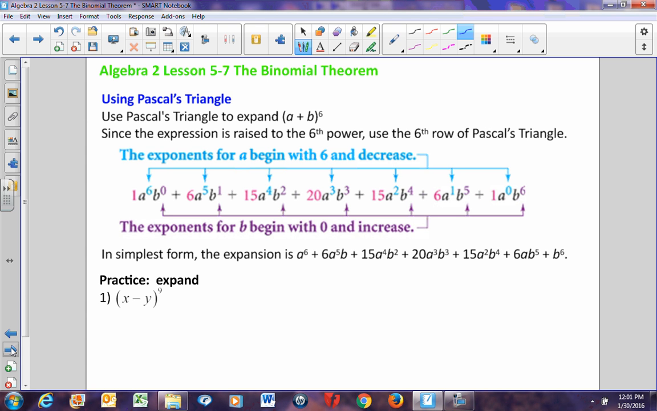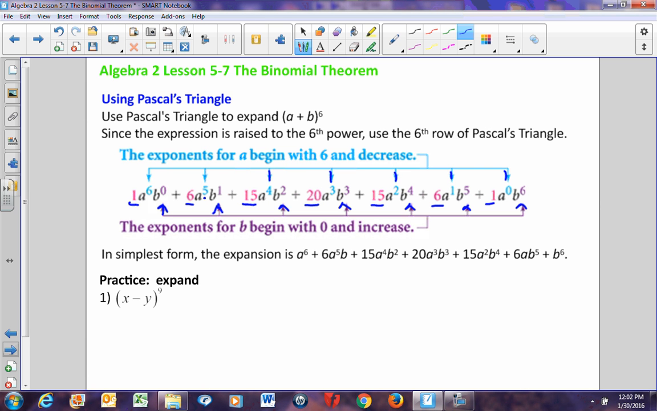Okay, so the 6th row tells you you're using the numbers 1, 6, 15, 20, 15, 6, and 1 again. And then notice what happens to the variables. The exponents for a start with 6 and then decrease. So you have a to the 6th, then a to the 5th, then a to the 4th, then a to the 3rd, then a to the 2nd, then a to the 1st, and a to the 0. While the exponents for b begin with 0 and increase. So b to the 0 power, b to the 1st power, b to the 2nd power, b to the 3rd power, b to the 4th power, b to the 5th power, b to the 6th power. So when you simplify that, because anything to the 0 power is 1, we get rid of those.